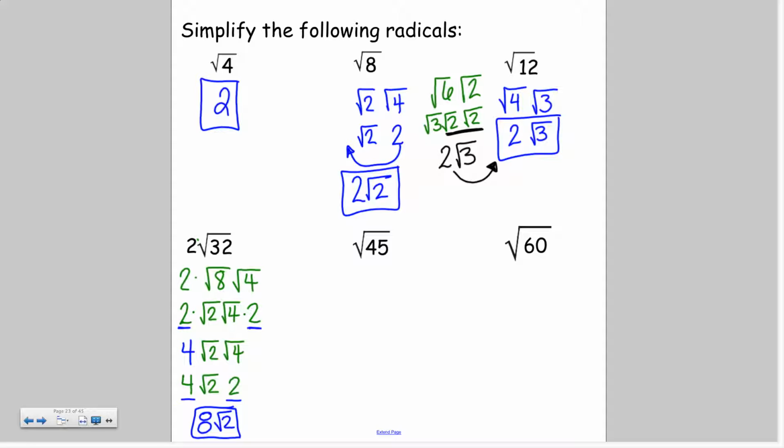All right, now we have 45. So the square root of 9, square root of 5. 9 is a perfect square. 3 is its square root. 5 is not, so we're going to leave it.